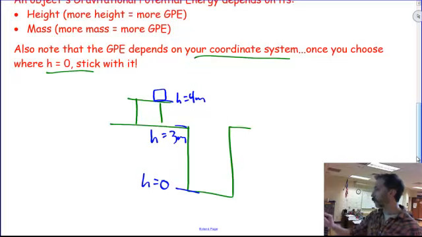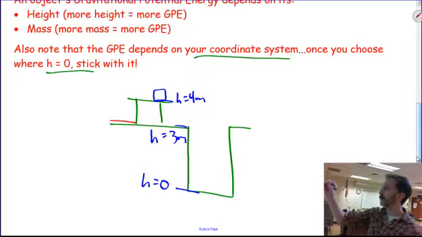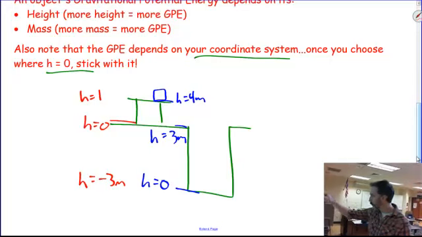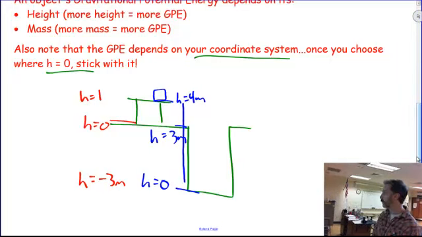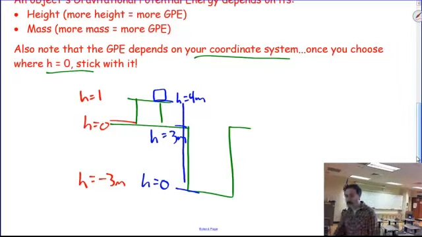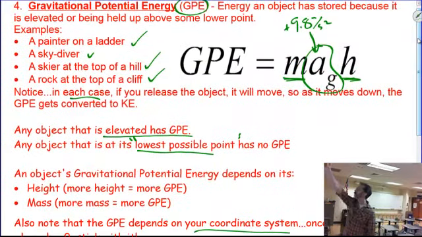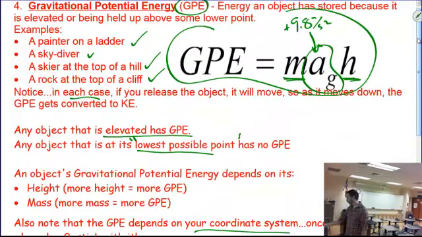Now, if you wanted to, there's no reason why you couldn't call the floor a height of 0, which would mean that the table would be a height of 1 and the bottom of the pit would be a height of -3 meters. So it doesn't really matter whether you use this blue number line or the red number line, but you just need to be consistent. So, as I said, to calculate the gravitational potential energy, here's the equation. It's probably simple to do an example.